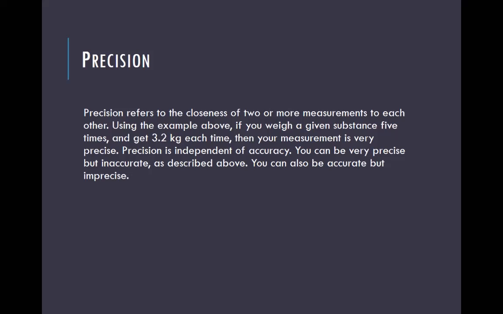You can be very precise but inaccurate, as described in the previous slide. But you can also be accurate and precise, okay? Or accurate and imprecise. How would that work? So let's say we had a bullseye and we're going to fire arrows at it. If we shoot and we don't get very close to the bullseye on any of them, but they're spread all over the target, if we average them out, we may end up with a point that's very close to the target. In that case, it would be accurate, but not precise.